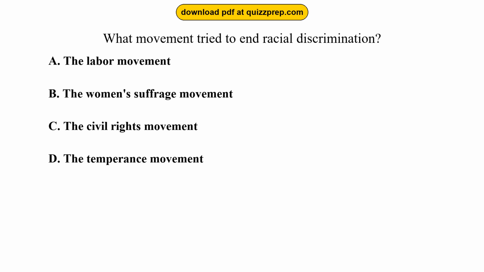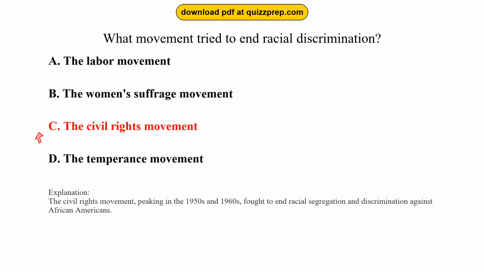What movement tried to end racial discrimination? Option A, the labor movement. Option B, the women's suffrage movement. Option C, the civil rights movement. Option D, the temperance movement. The correct answer is option C, the civil rights movement. The civil rights movement, peaking in the 1950s and 1960s, fought to end racial segregation and discrimination against African Americans.